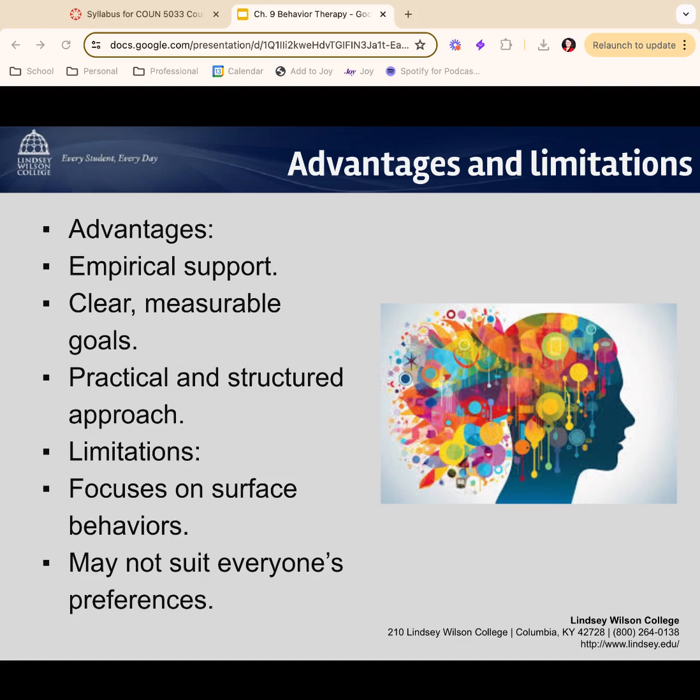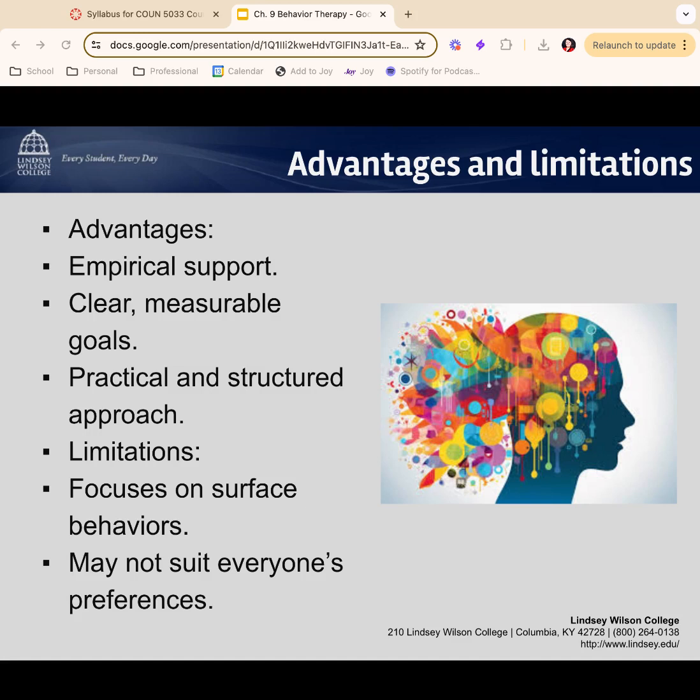So while, of course, it has its advantages, what are the limitations? Critics argue that behavior therapy may overlook underlying psychological issues, lacks a holistic approach, and may not suit individuals who prefer exploring deeper emotional issues or past traumas.